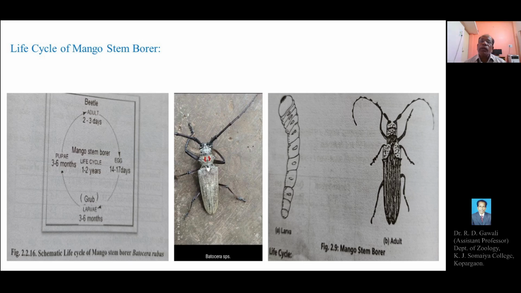So the larval lifespan is about 6 months. The larva remains inside the stem of the mango plant for about 3 to 6 months.